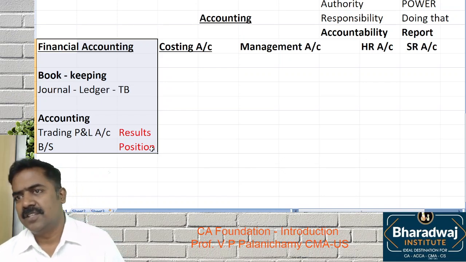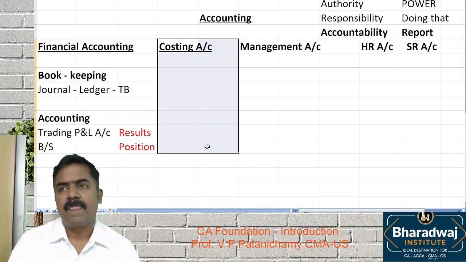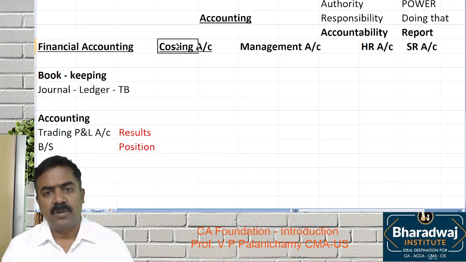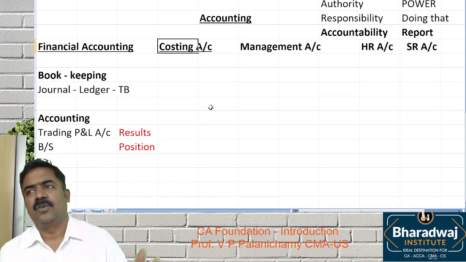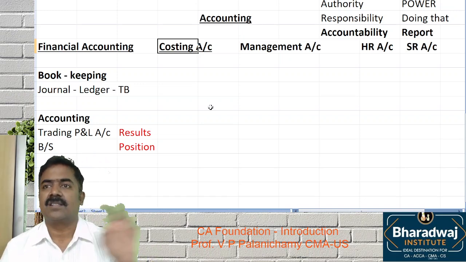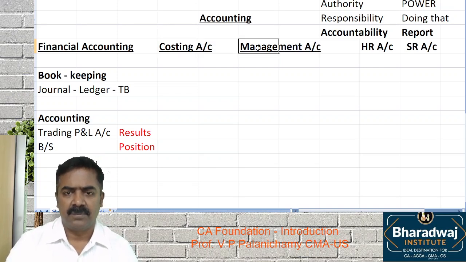Recording the transaction, ledger, trial balance and all. Under accounting, the next branch of accounting is which one? Cost accounting. This you learn at your intermediate level. It is not covered in your foundation level. You have a separate paper in Group 2 called Cost and Management Accounting. What will a cost accountant do?